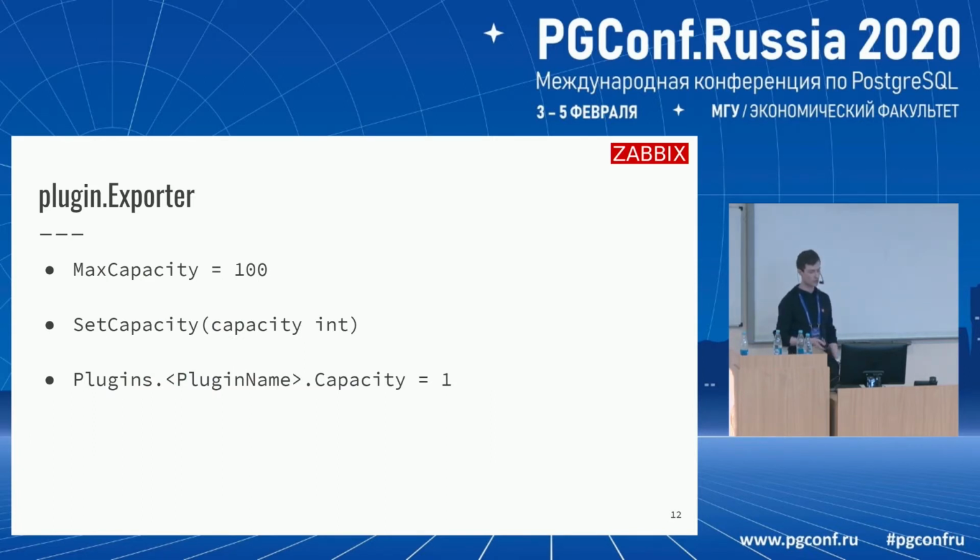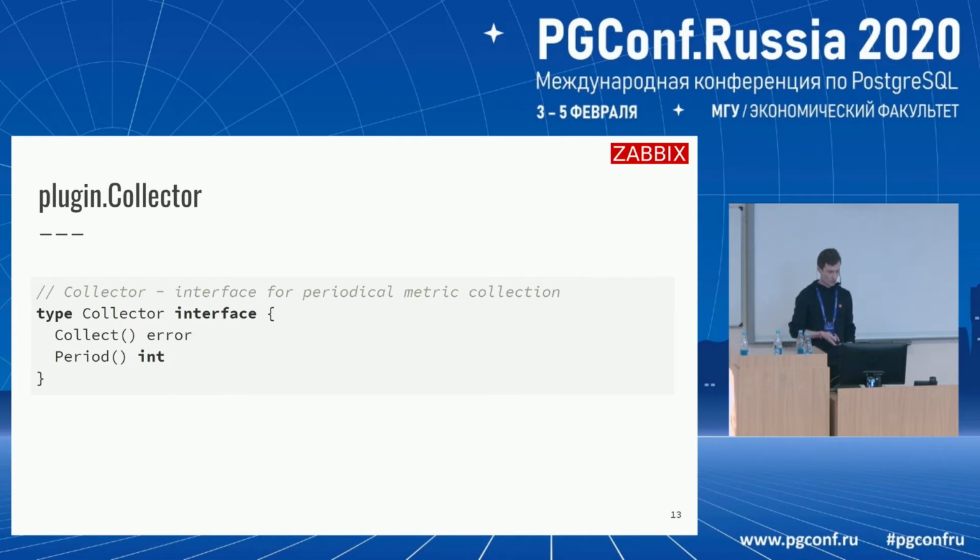There is a limit on concurrent queries, 100 queries maximum. This can be reduced if needed by using the max capacity method, or you can change the same parameter in a config file. Like you can write plugin name capacity equals 1, and this is how you can make an exporter with exclusive data access. Sometimes it can be useful.